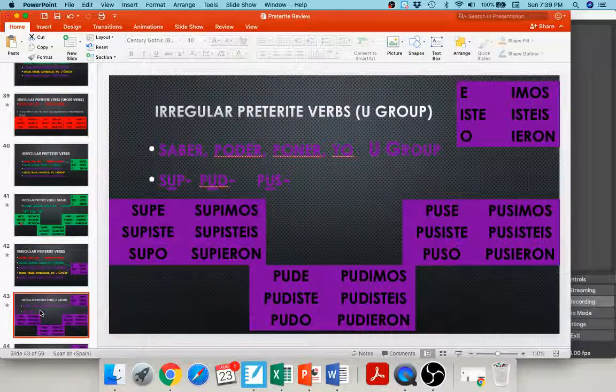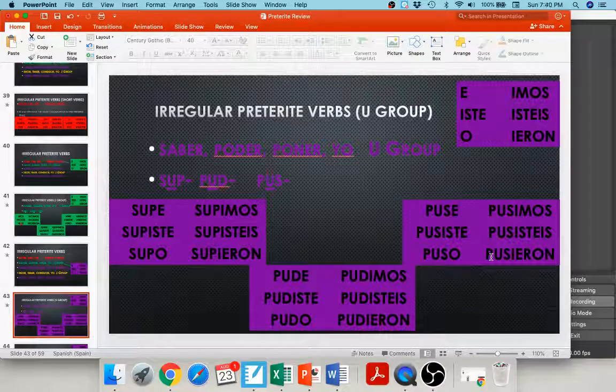As you look here at the purple forms in the U group, saber, to know, becomes sup, poder, to be able to, becomes pud, and poner, to put, becomes pus. So as you throw your endings on there, you get supe, supiste, supo, supimos, supisteis, and supieron. Pude, pudiste, pudo, pudimos, pudisteis, pudieron. And puse, pusiste, puso, pusimos, pusisteis, and pusieron.